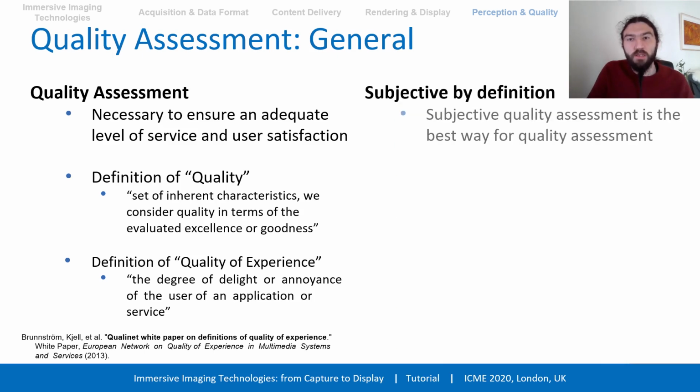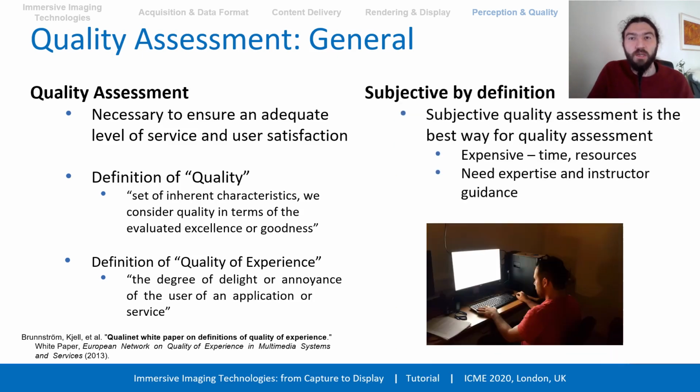Quality is subjective by definition, and therefore the best way for quality assessment is through subjective experiments, in which the participants are asked to determine the level of quality or the level of impairment per stimulus, and then we record the participant responses.